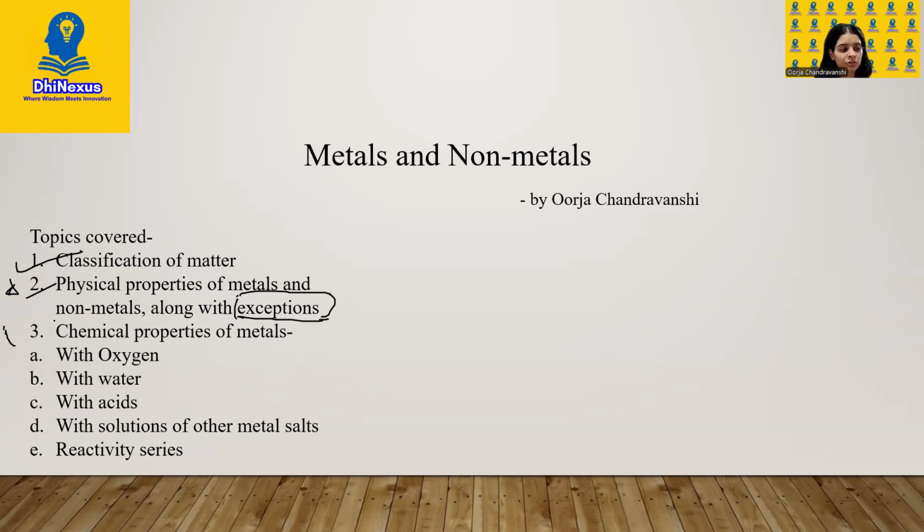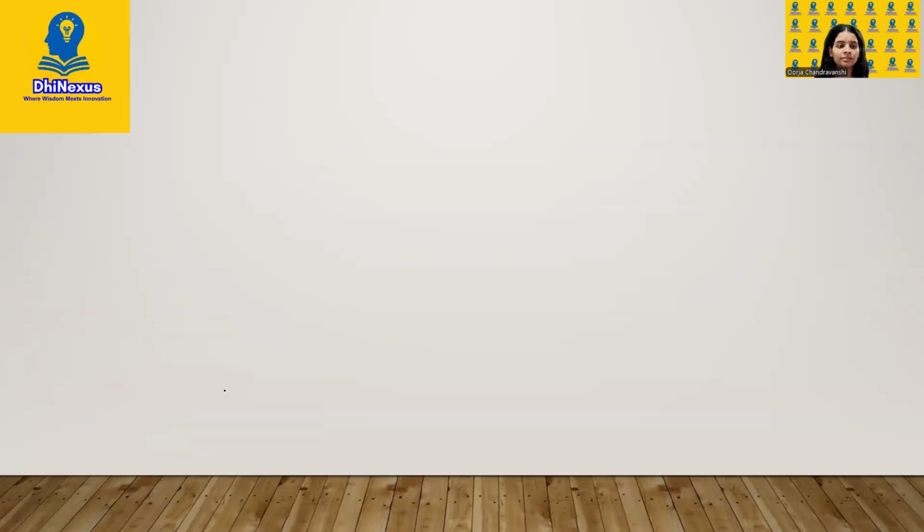Chemical properties of metals will be the next topic: with oxygen, with water. If time allows, we'll also have a look at their reaction with acids and solutions of other metals. And lastly, we'll have a look at reactivity, as to which metal is going to replace another one and how that takes place. Let's get started.